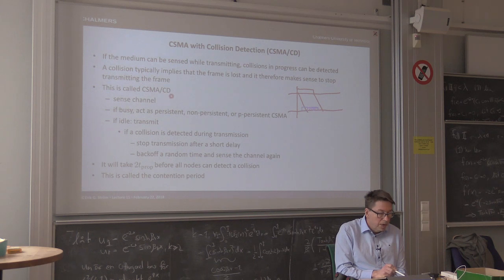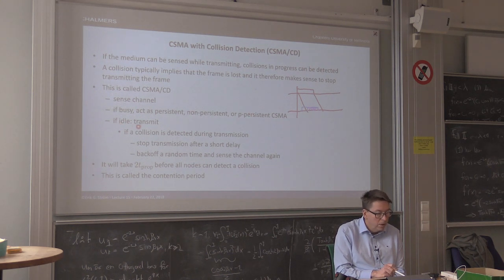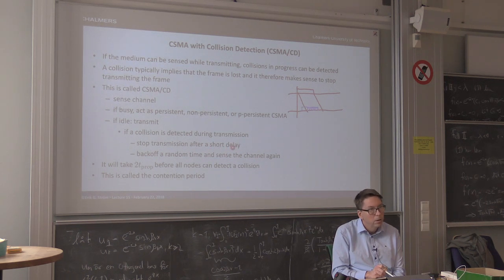So CSMA with collision detection works as CSMA in the beginning. We sense the channel. If busy, then we act persistent, non-persistent, or p-persistent, for instance. So we back off and wait according to whatever policy we have. If it's idle, we transmit. But during transmission, we check for collisions on the medium. If a collision is detected during transmission, we stop transmission after a short delay. So we don't stop immediately, we stop after a short delay, and I'll explain why in a second. And then we back off a random time and sense the channel again.